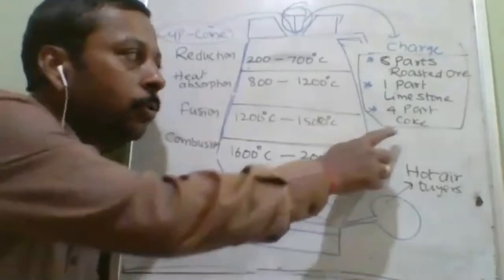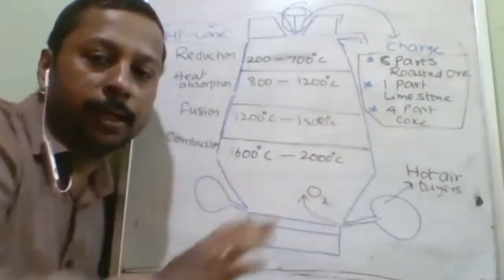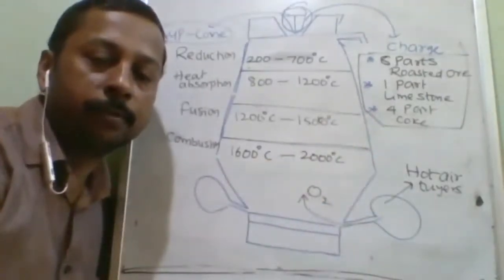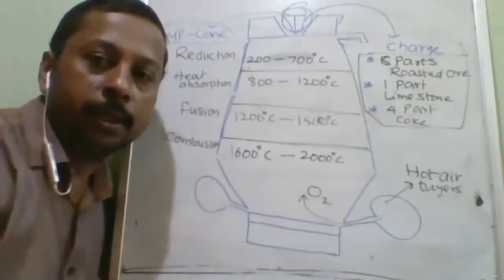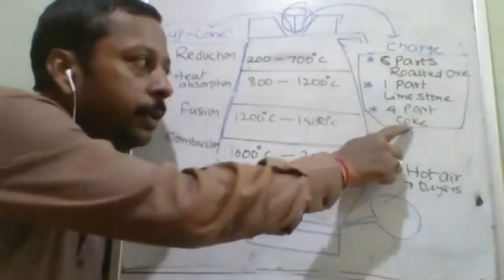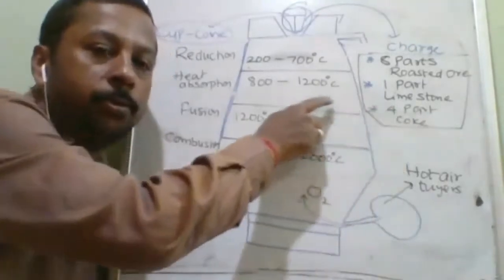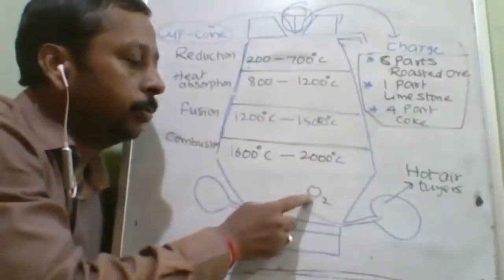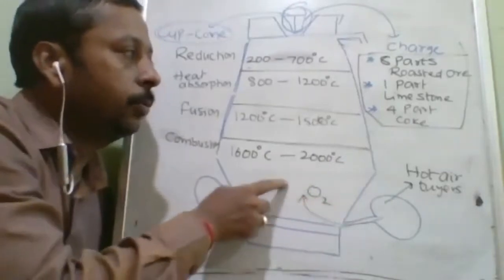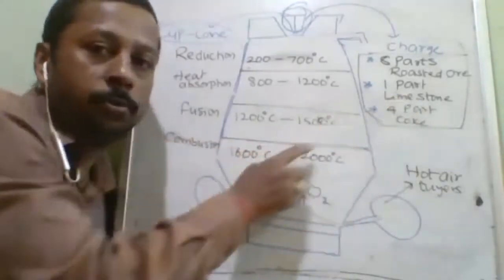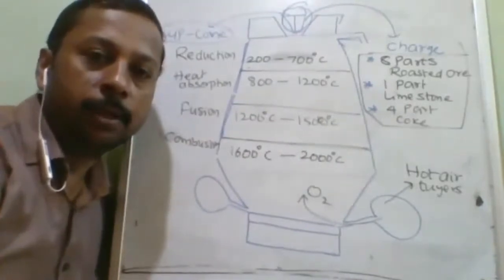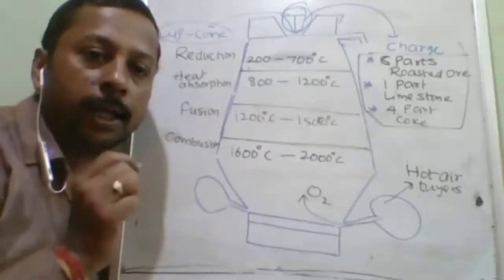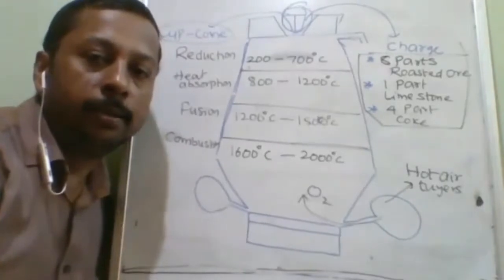We are adding the coke, but coke will not directly act as a reducing agent. Carbon monoxide will act as a reducing agent. So first we are adding coke, and this coke and CO2, CO2 plus C, will convert into what? CO. So that carbon monoxide will act as a reducing agent.